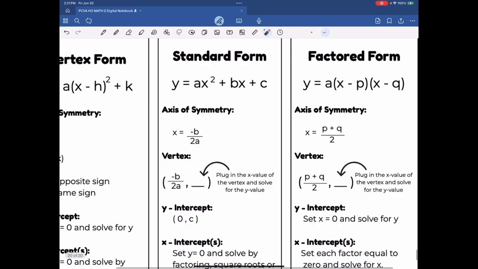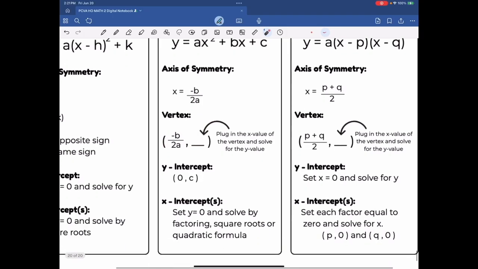So standard form, again, axis of symmetry, we've talked about x equals negative b over 2a. Once we have that negative b over 2a, then we substitute that in and get the y value. The y-intercept is the c, and then we will also talk about how to find the x-intercepts using factoring, square roots, or the quadratic formula. Again, we will get to that in our next lesson.